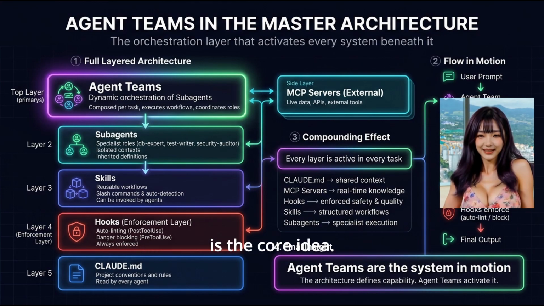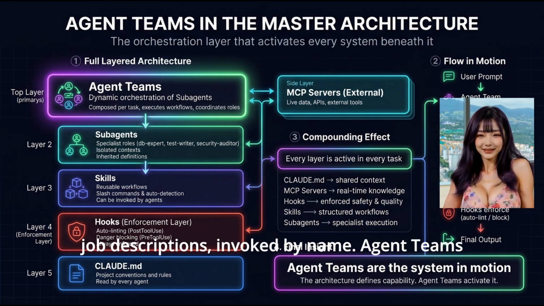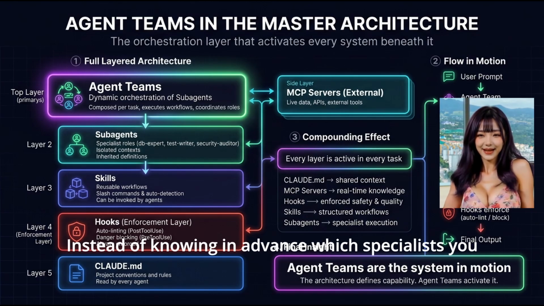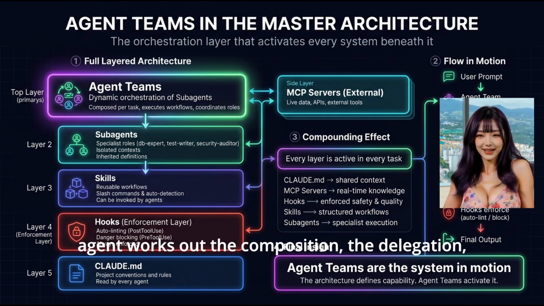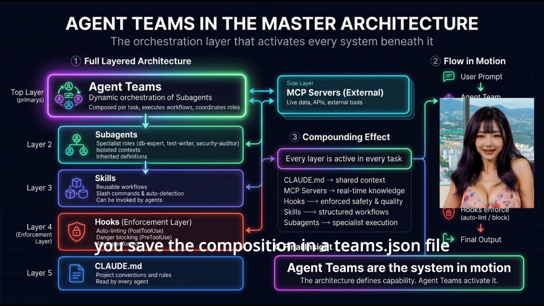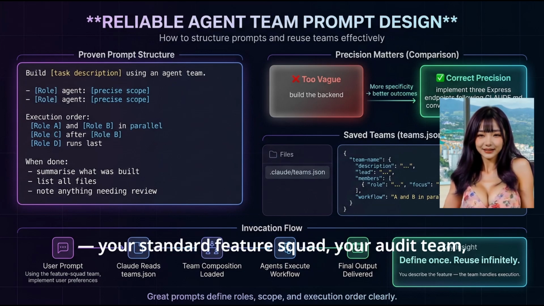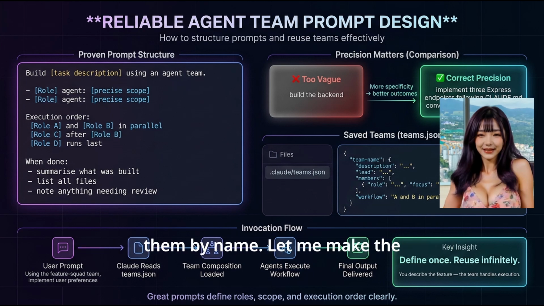Here is the core idea. Subagents are standing team members with pre-written job descriptions invoked by name. Agent teams are task forces composed on the fly. Instead of knowing in advance which specialists you need, you describe the task, and the lead agent works out the composition, the delegation, and the sequencing. For teams you use frequently, you save the composition in a teams.json file, your standard feature squad, your audit team, your documentation sprint crew, and reference them by name.